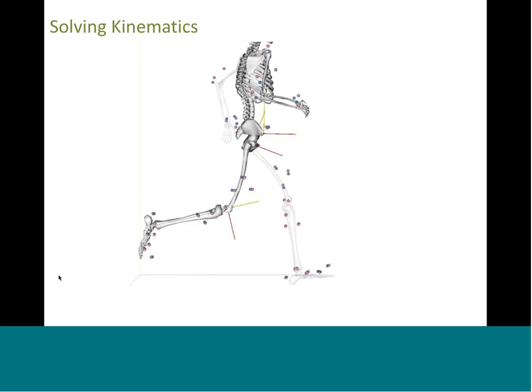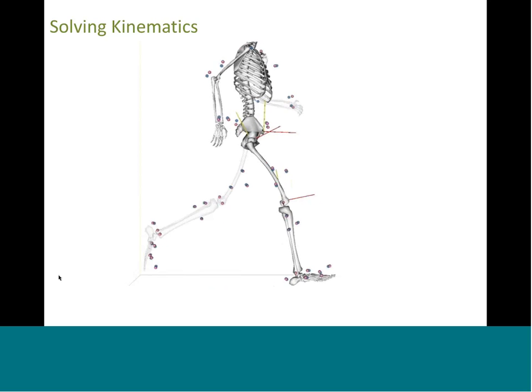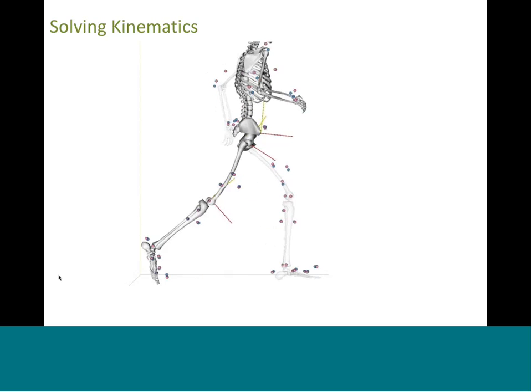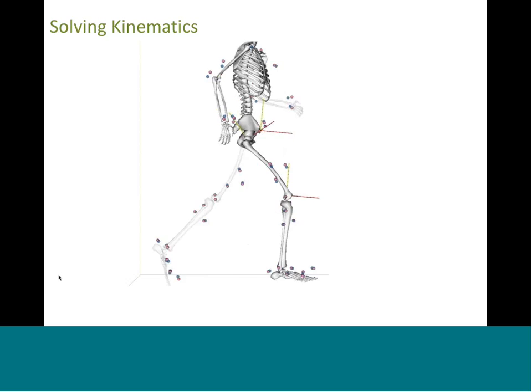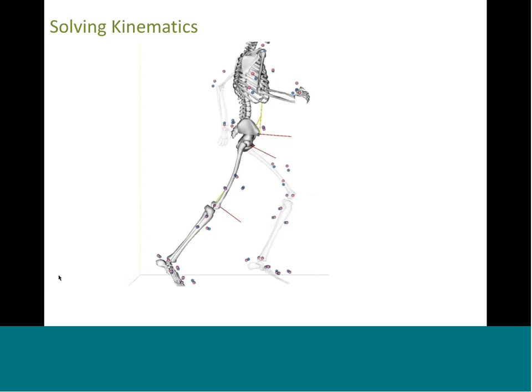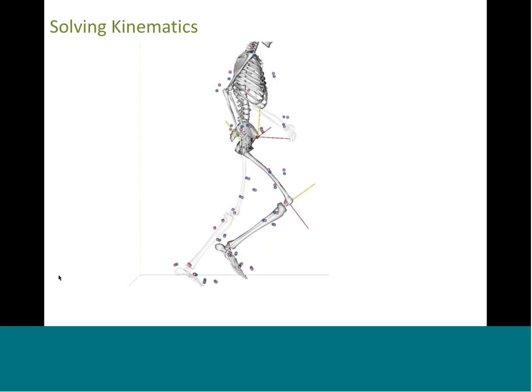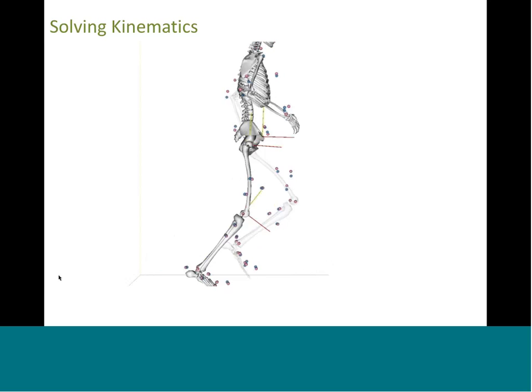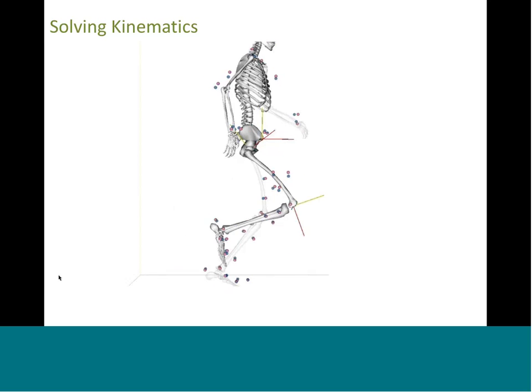However, in OpenSim, this process is different due to the underlying model. Instead, in each frame, we're trying to identify the joint angles that are necessary in order to minimize the error between the experimental markers, again shown in blue, and the model markers that are rigidly attached to each model body, shown in pink.